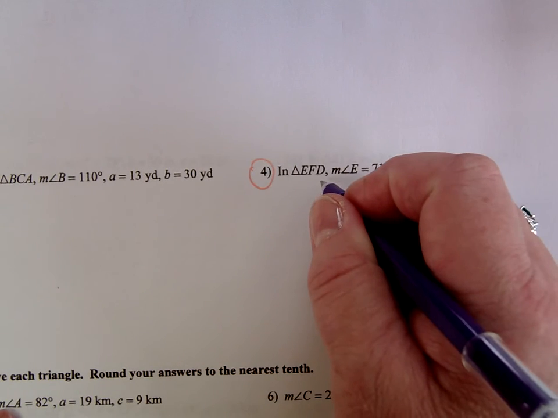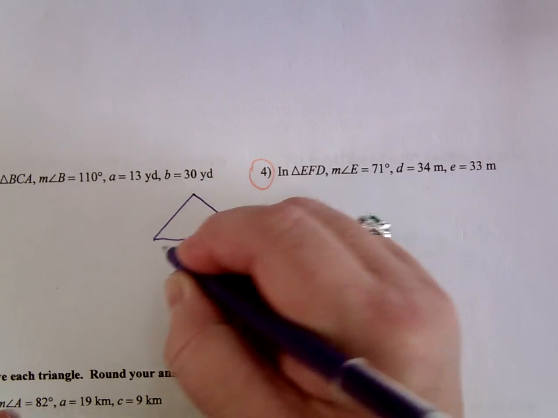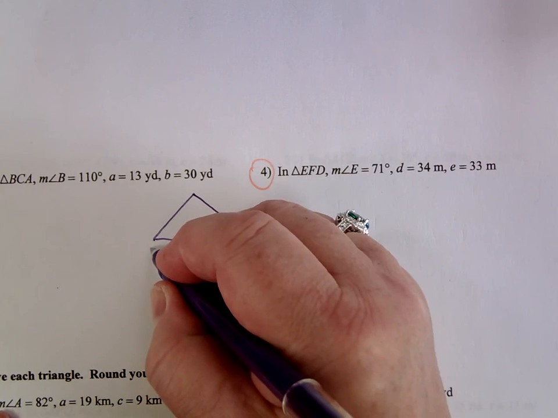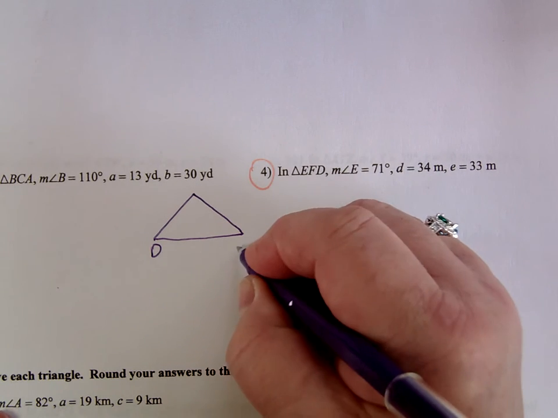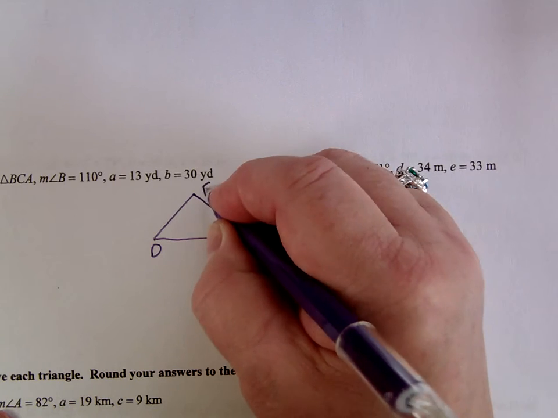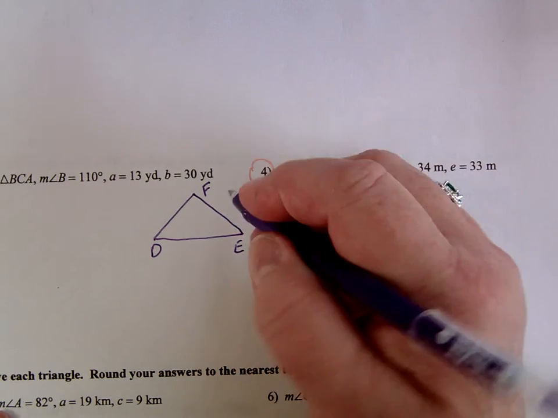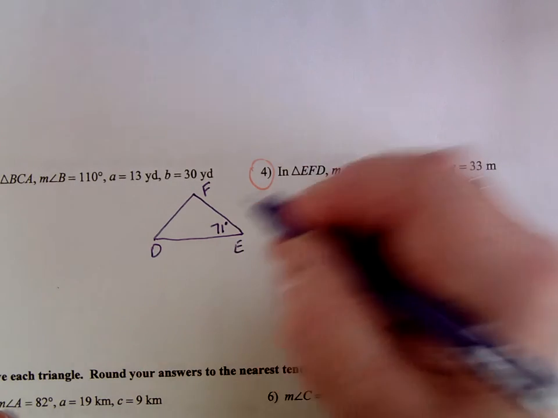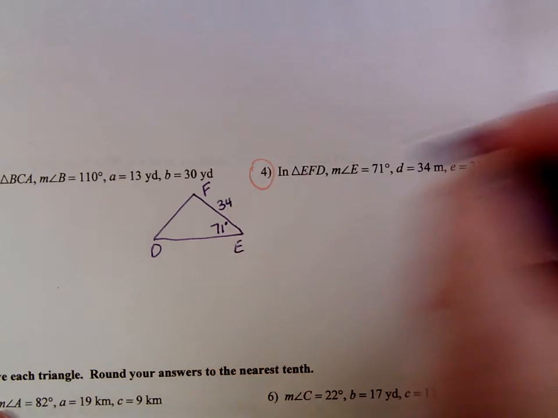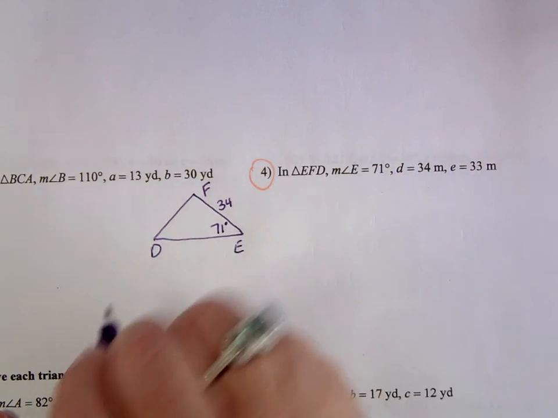I'm drawing a triangle. It's triangle EFD. They can call it whatever they want. Here's my triangle. I tend to go in alphabetical order. So here's my D, here's my E, here's my F. It does not matter, you're just drawing your triangle. So E is 71 degrees. Little d is opposite angle D, so that's 34. And little e is opposite angle E, so that would be 33.